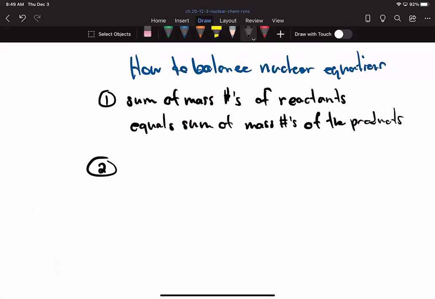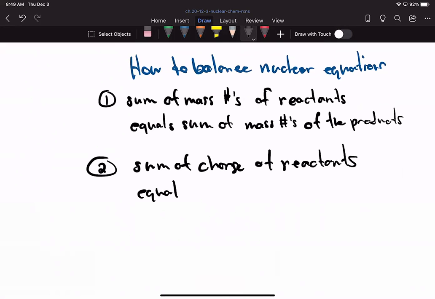And rule number 2 is the sum of charges of the reactants has to equal the sum of charge of the products, right? Law of conservation of energy, right? Whatever energy I start with is the same energy I have to have when we finish it, right?